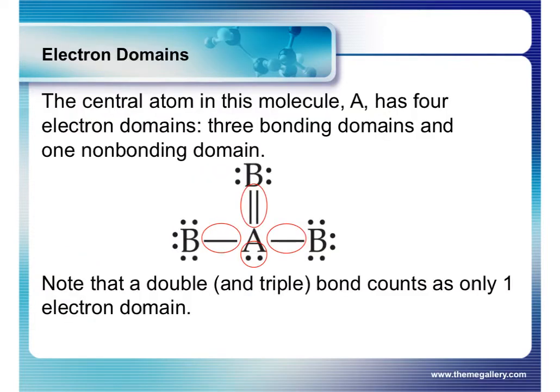So to give you an idea how to count electron domains, let's look at this made-up molecule, for example. One of the things that's important to remember is that we're looking for regions of electron density. So although this is a double bond, it only counts as one domain. So this central atom A has 1, 2, 3, 4 electron domains around it.